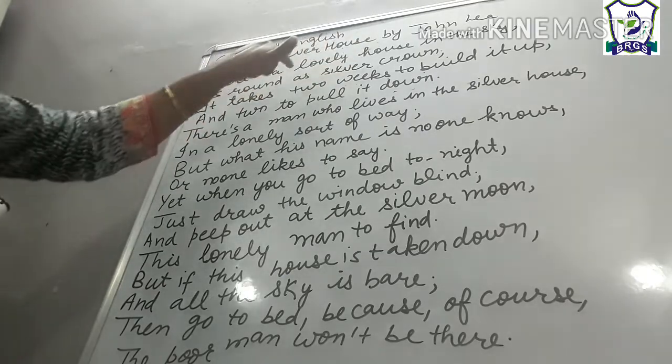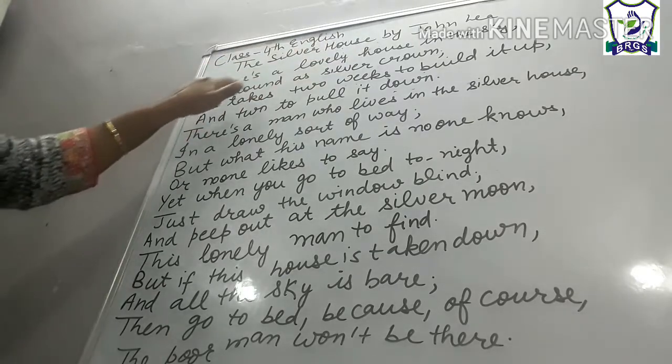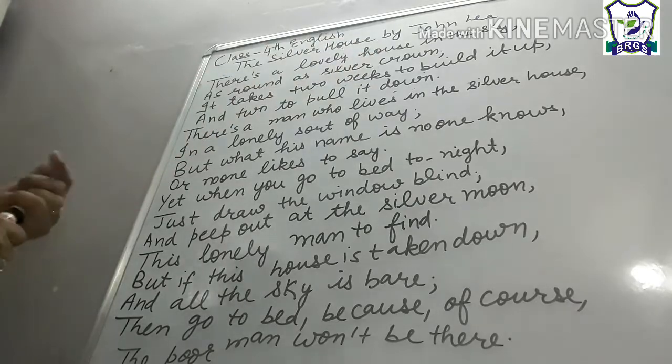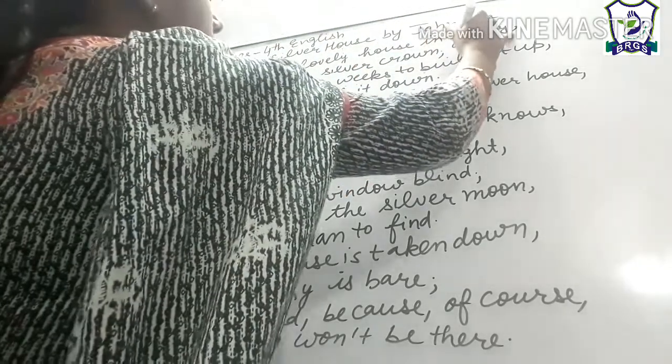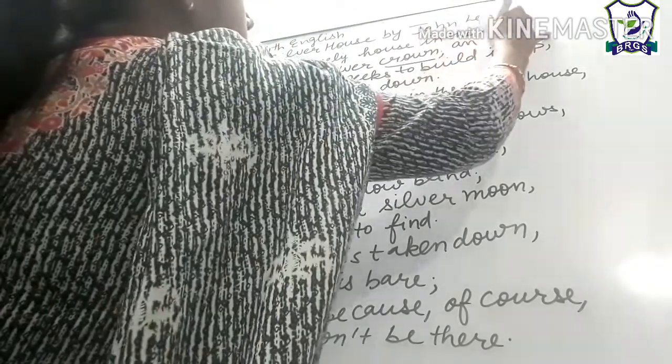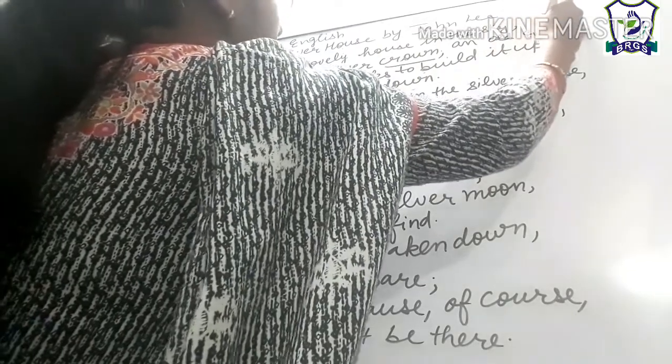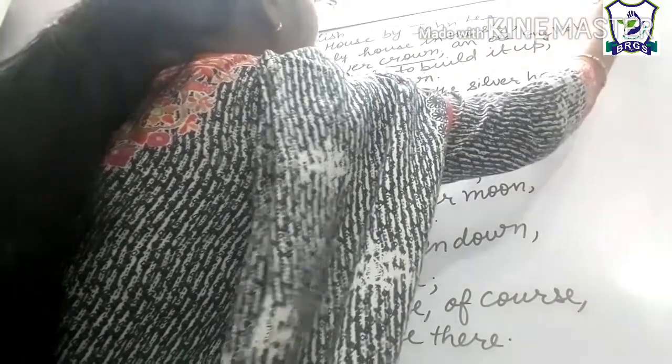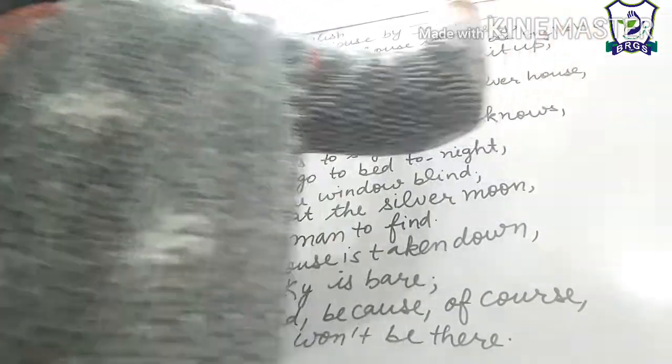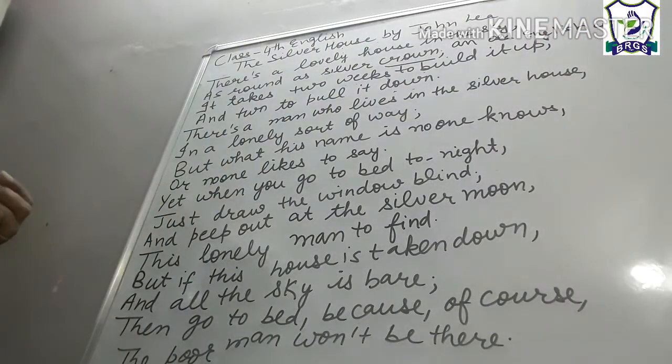And that lovely house is the moon, as round as silver crown. Silver crown means an old English coin. Coin, you know what it is, right? What is the shape of the coin? Round. And it is silver in color.